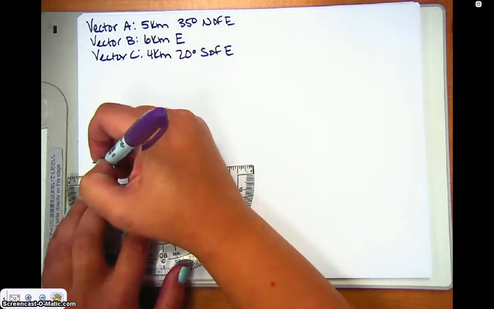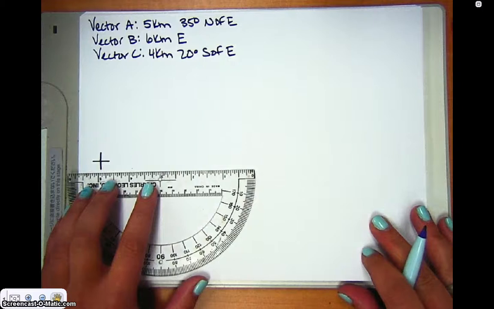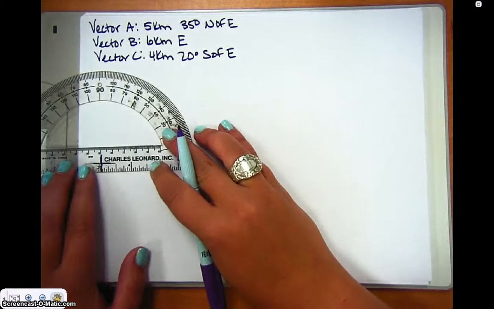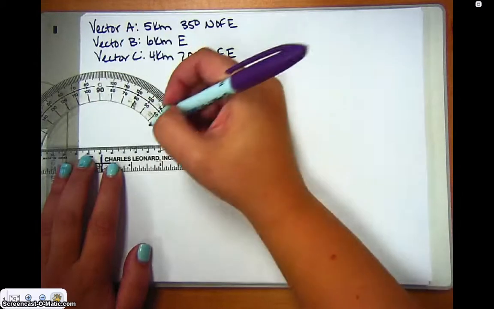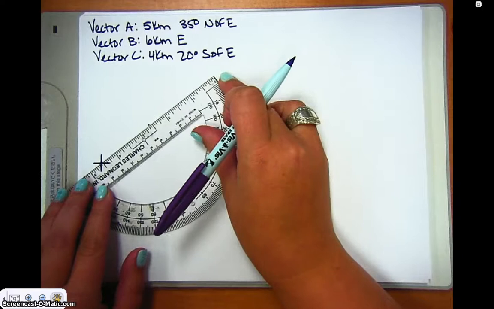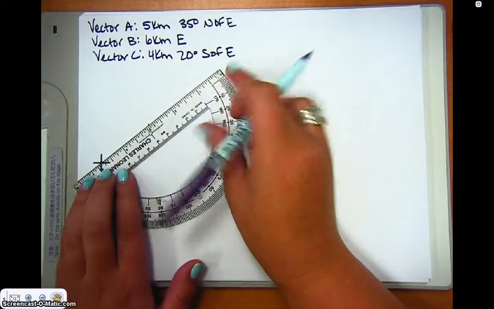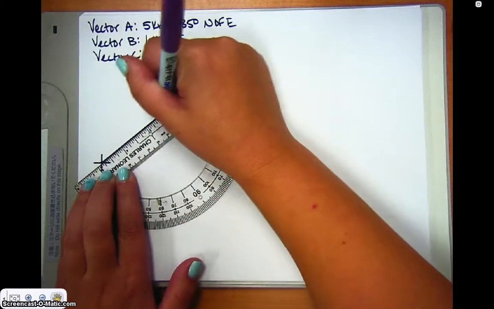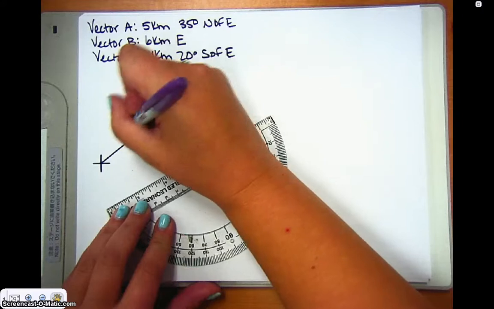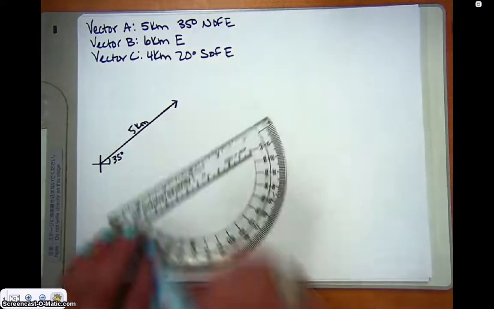So I'm first going to place a little origin here at the beginning, and I know that it's 5 kilometers and it's 35 degrees north of east. So if I use my protractor, 35 degrees north of east is over here, so that's going to be roughly right there. And I'm going to try to draw these pretty much to scale so you can tell. So let's go ahead and just draw my first vector. So let's say that's roughly 5 kilometers there. So I've got 5 kilometers, and that's at an angle of 35 degrees.